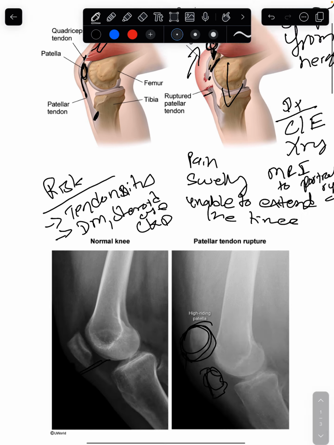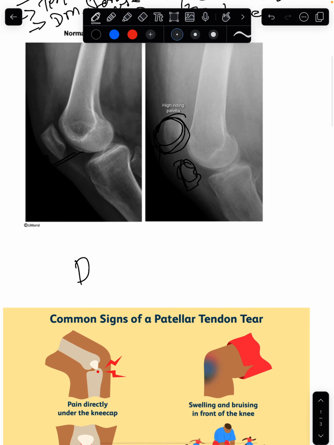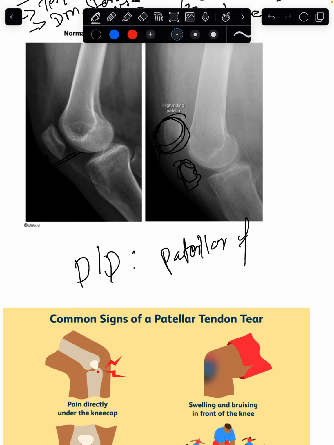So what could be the other differential diagnoses of patellar tendon rupture? It could be a patellar fracture, or a quadriceps tendon rupture, or other soft tissue injury.